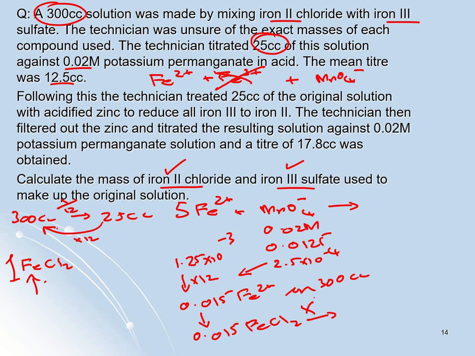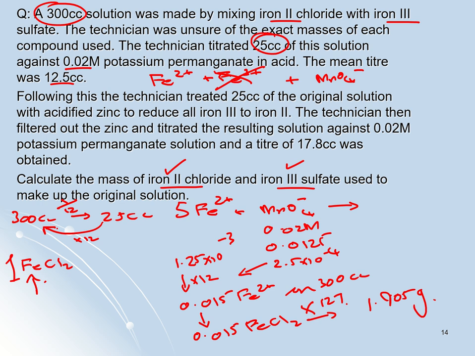All I've got to do then is multiply it by the RFM of iron 2 chloride, which is the 56 plus the 71, is 127. Multiply that by 0.015, and that gives me an answer of 1.905 grams. So that original solution was made up using 1.905 grams of iron 2 chloride.